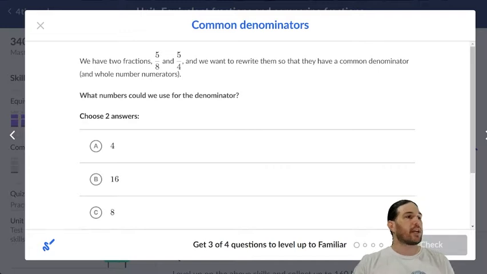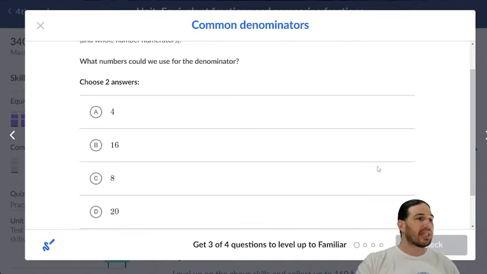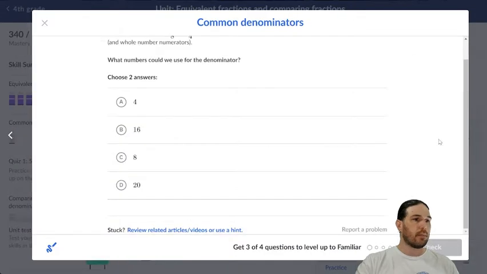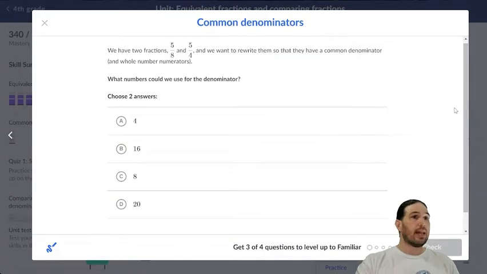We have 2 fractions, 5/8 and 5/4, and we want to rewrite them so that they have a common denominator and whole number numerators. What numbers could we use for a denominator? Now, I really like this problem. Back up just a little bit. I really like this problem because it is acknowledging that there are many possible common denominators.